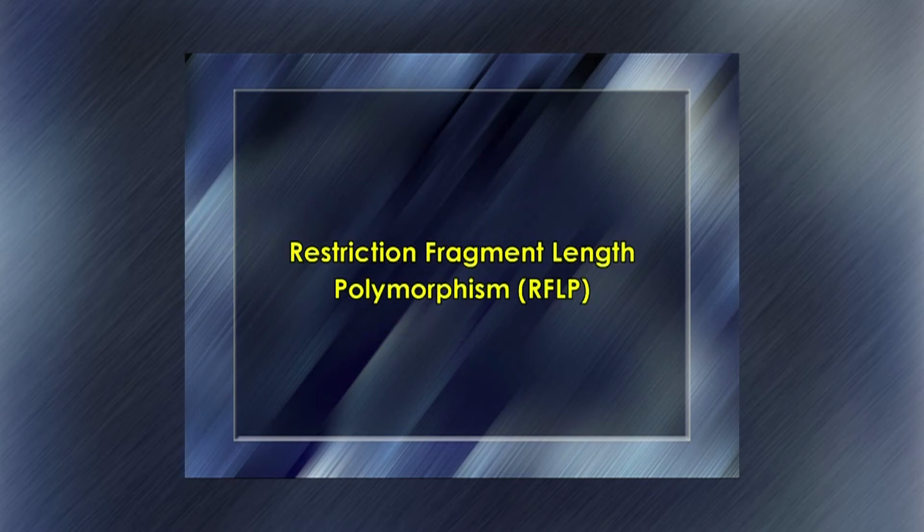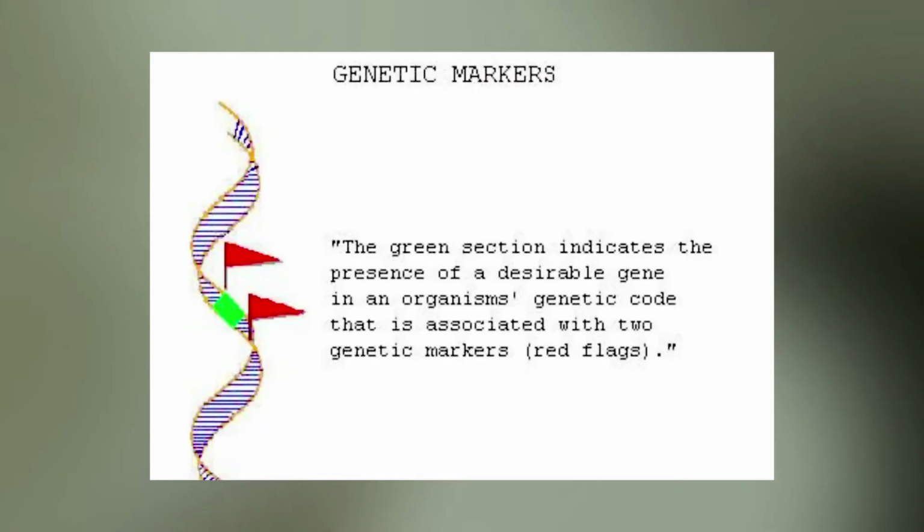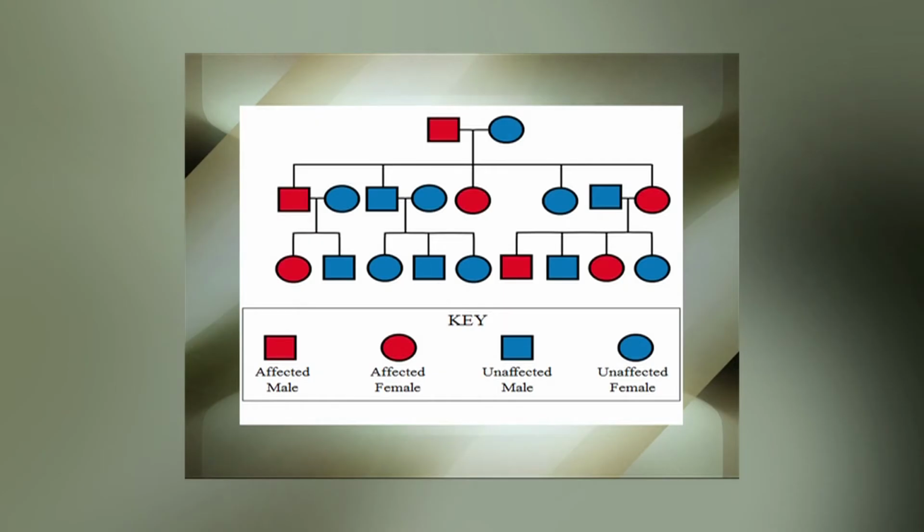Now let us discuss restriction fragment length polymorphism. Genetic markers are alleles that can be used to keep track of a particular gene in an individual or population. The marker is not the disease gene itself, rather it is a recognizable allele that segregates with the disease allele because they are very tightly linked on the same chromosome and they tend to be inherited together.